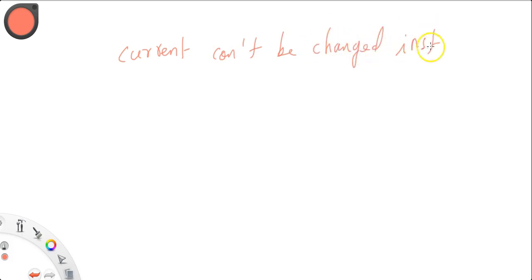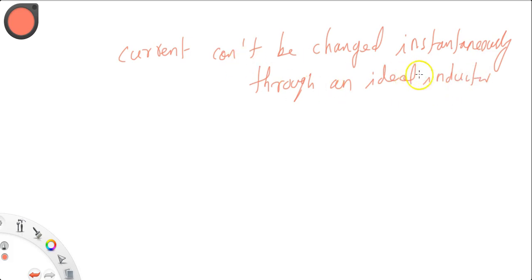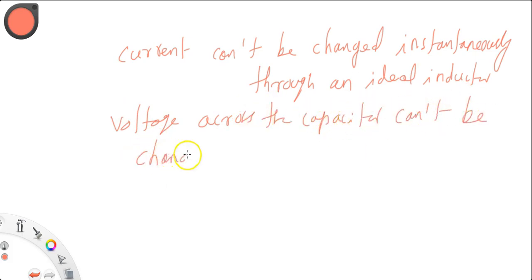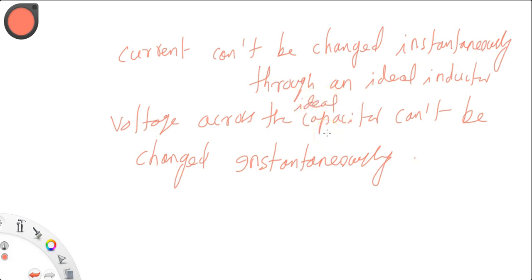Current cannot be changed instantaneously through an ideal inductor. I mean, voltage across an ideal capacitor cannot be changed instantaneously. These two points are very important.